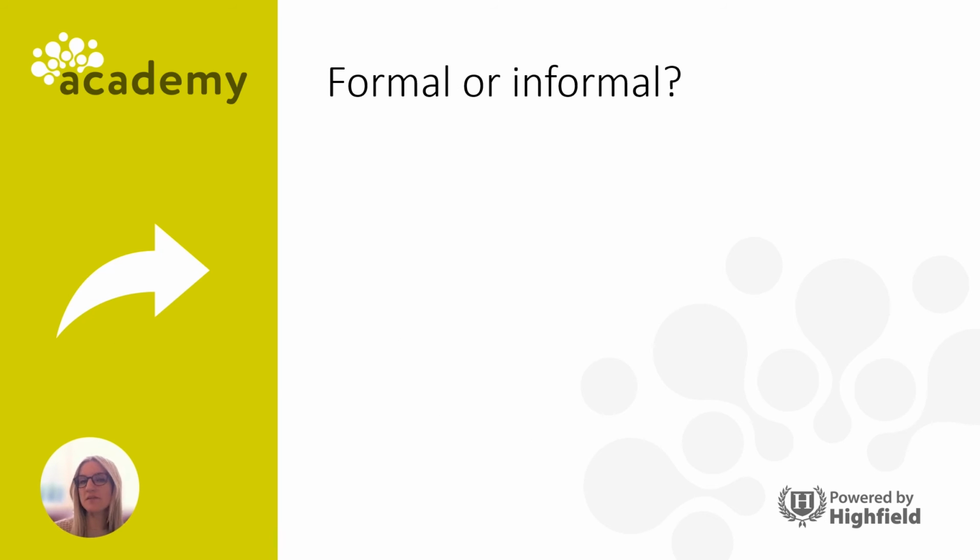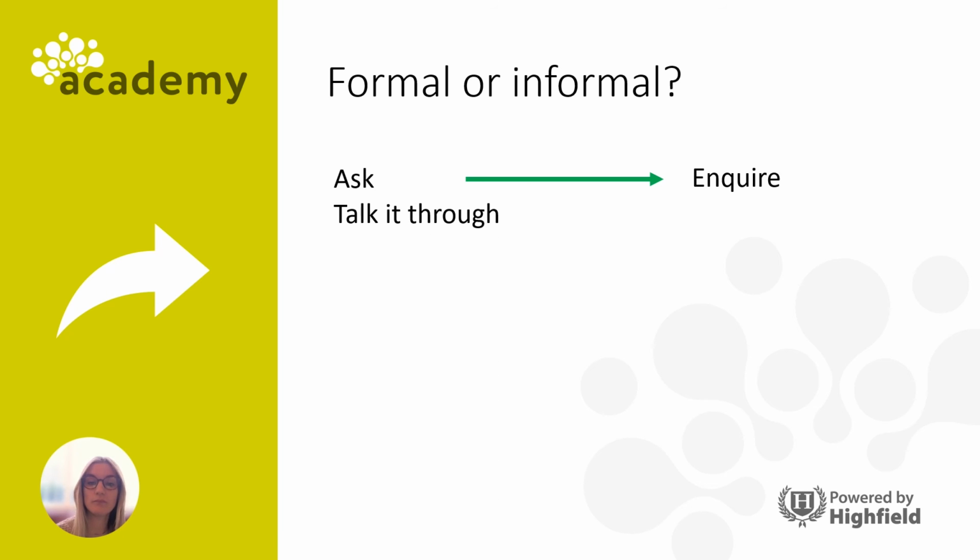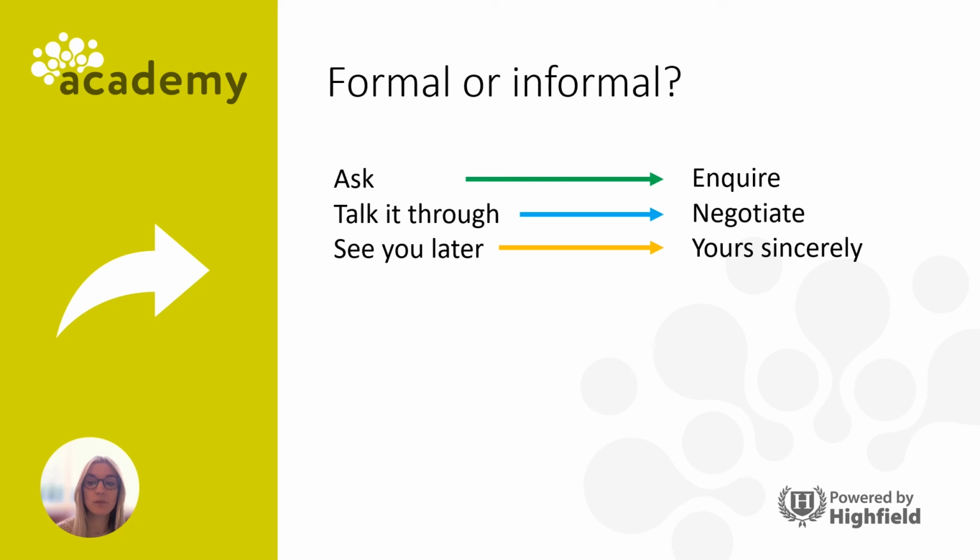So here are some of the common differences then that you might see between vocabulary when you see formal and informal texts. So words like ask can become enquire to make them formal. Talk it through, which might be informal, could be negotiate. See you later, again informal, can be changed to yours sincerely to make it more formal. Don't, we can say becomes do not.